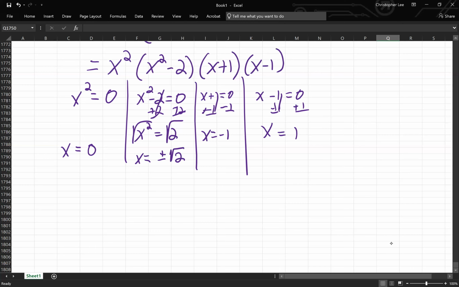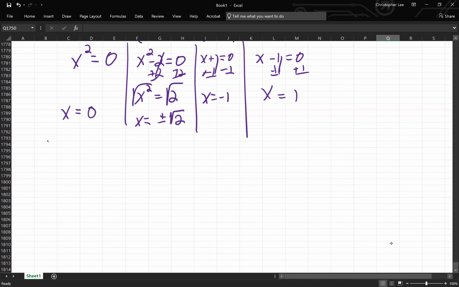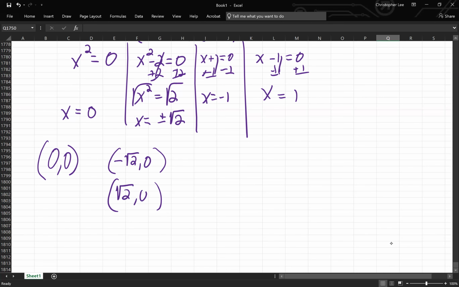Give me these points now. So we're going to have what? What's the first one? X-intercept 0, 0. Very good. What's these next two right here? Negative square root 2, 0. All right, and then square root 2, 0. What about this next one? 1, 0, and last one? -1, 0. All right.